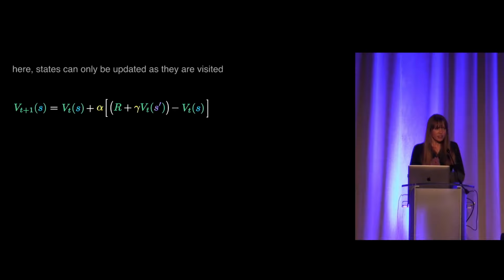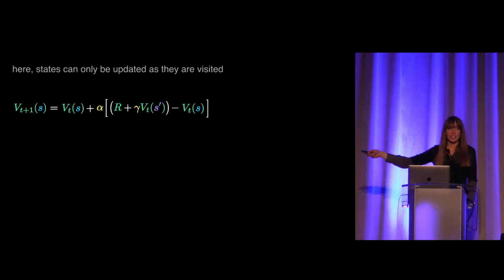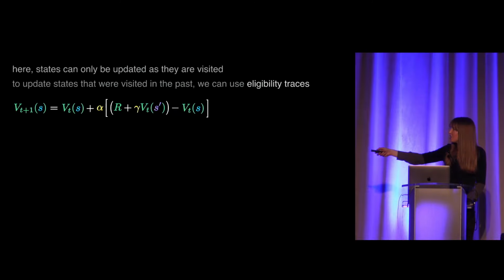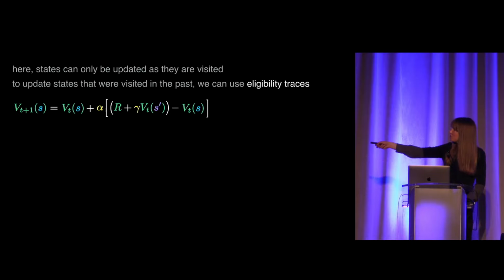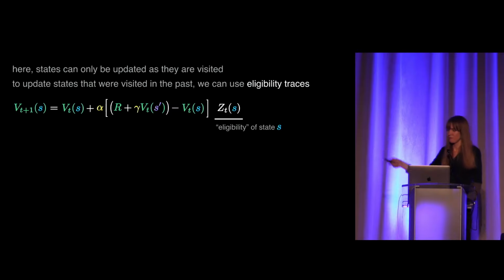So everything that I've told you so far assumes that we can update our estimate of value at a particular state, given that we visited that state. So we can only update our estimate of value for the states that we visited. If we want to update estimates of value at other states, we can introduce something called an eligibility trace. And to do that, we can multiply this update by what we would call the eligibility of state S.